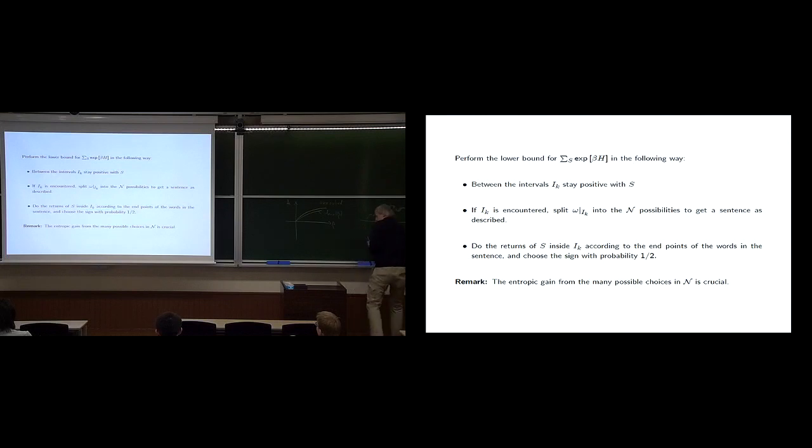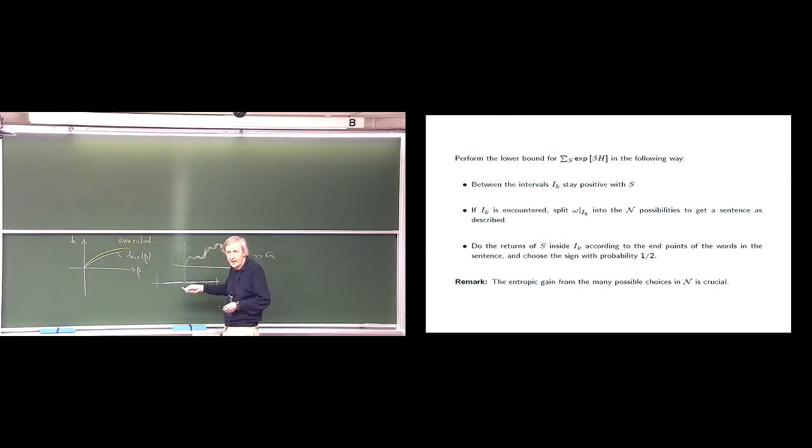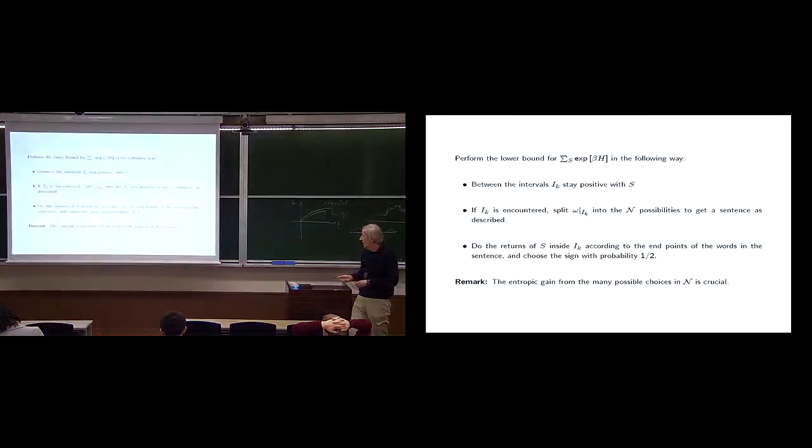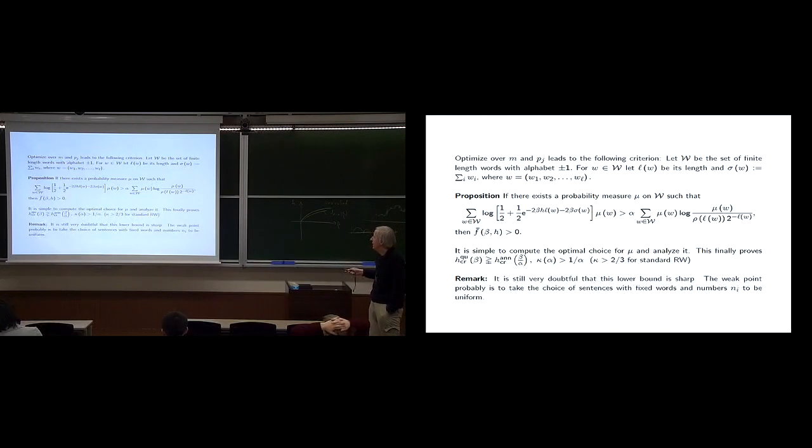Maybe I make a picture here. Okay, I have one of these good intervals, and then I have many ways to divide it into these words. Then my random walk comes down to 0, and I still flip it to plus minus 1 with probability 1/2. So it looks like that, maybe that, and then that. But you see, I have many possibilities. I had these n possibilities to do this splitting. So I'm getting a lower bound for this sum by looking at all these possibilities here. It's very important: this is doing all the job, that you have many possibilities here. That is giving you some entropic gains.